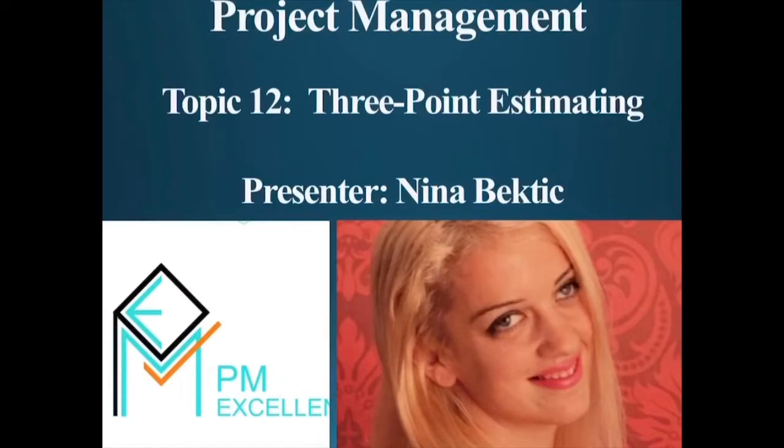In this video, we're going to learn the concept of 3-point estimating, including its triangular and beta formulas. Let's get started. The three processes in the planning process group that deal with estimating: we have estimate activity duration, which is in schedule management and planning; we have estimate cost, which is in cost management and planning; and we have estimate activity resources, which is in resource management and planning.